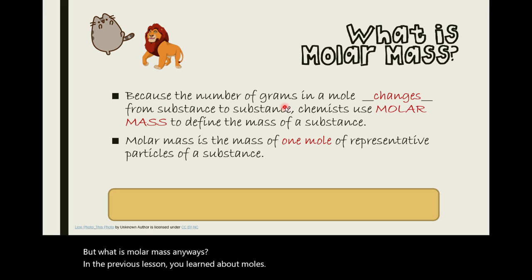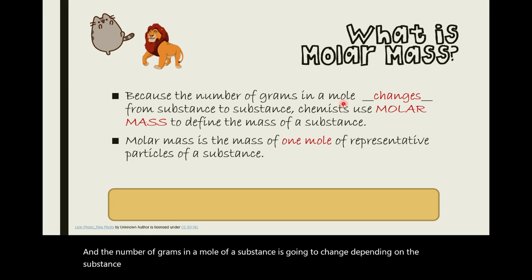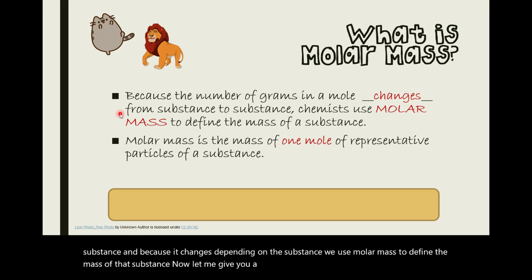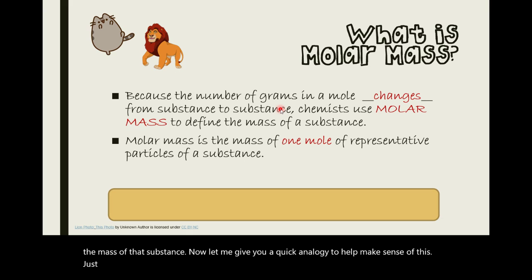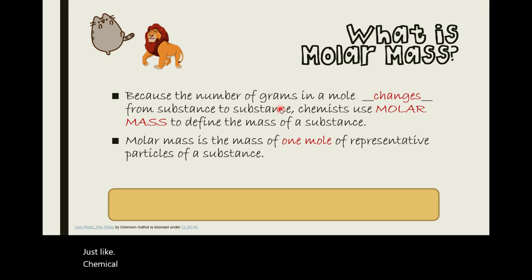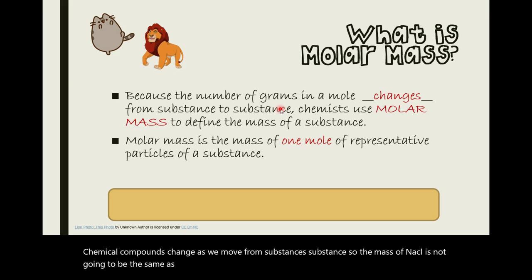And the number of grams in a mole of a substance is going to change depending on the substance. And because it changes depending on the substance, we use molar mass to define the mass of that substance. Now, let me give you a quick analogy to help make sense of this. Just like chemical compounds change as we move from substance to substance, the mass of a mole of NaCl is not going to be the same as the mass of a mole of sugar.